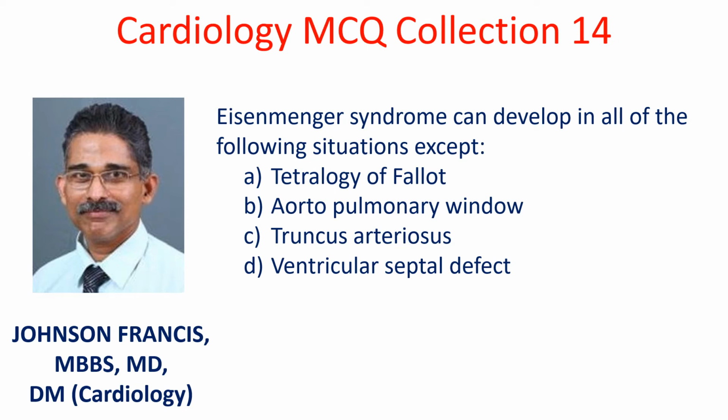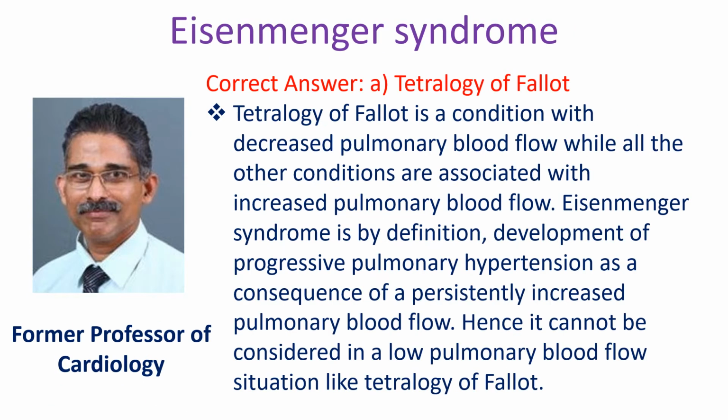Eisenmenger syndrome can develop in all of the following situations except: A. Tetralogy of Fallot, B. Aortopulmonary window, C. Truncus arteriosus, D. Ventricular septal defect. Correct answer A. Tetralogy of Fallot.